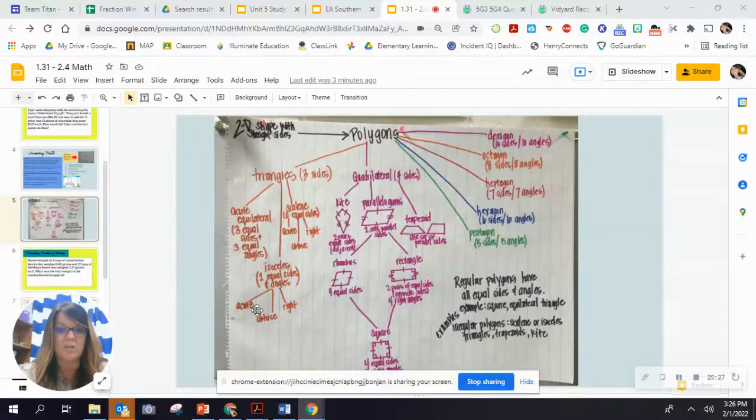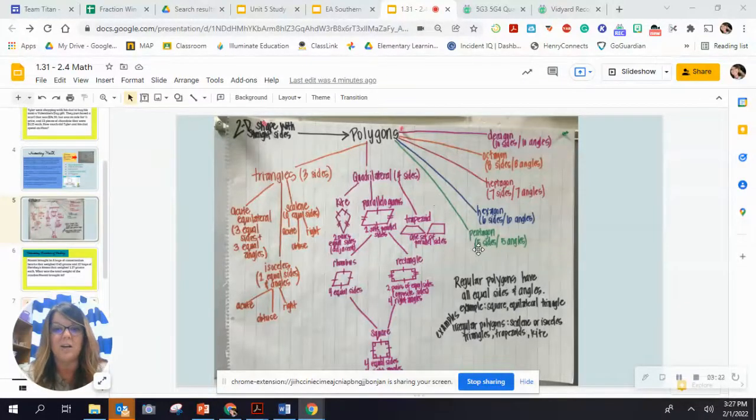You can have isosceles triangles, which have two equal sides and angles. There are acute isosceles triangles, obtuse isosceles triangles, and right isosceles triangles. And again, that will be continued in another video. We're also going to learn about quadrilaterals. Quadrilaterals are polygons that have four sides. We're going to talk about kites, parallelograms, trapezoids, rhombi, rectangles, and squares.